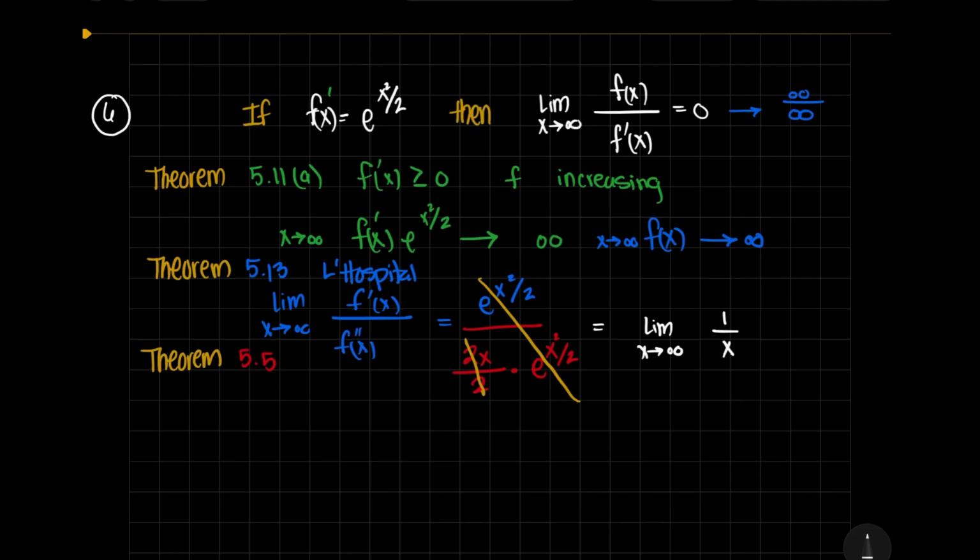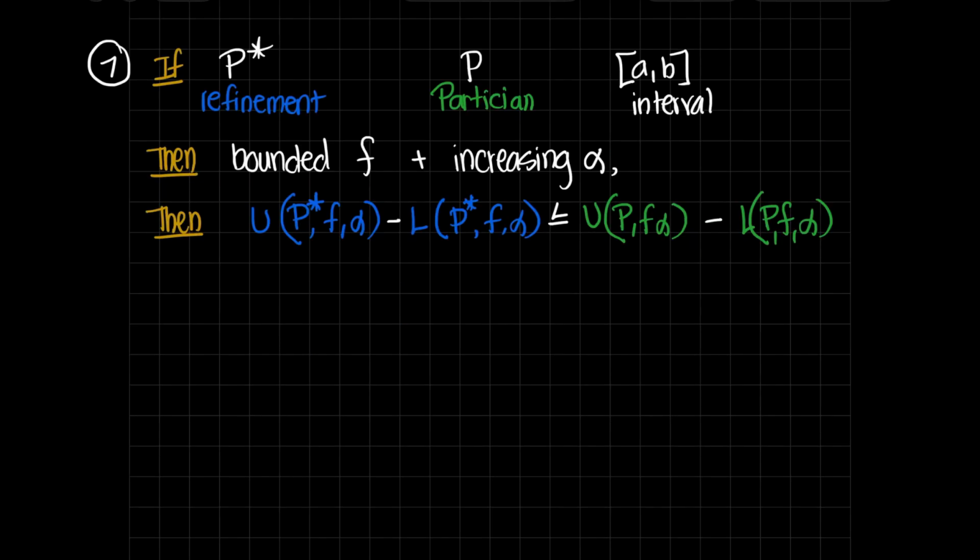So as x gets bigger and bigger, this is going to 0. Overall, because of theorem 5.13, L'Hopital's rule, we're able to evaluate this limit by taking the derivative of the numerator and denominator, and it goes to 0. So number 7, the statement is true.